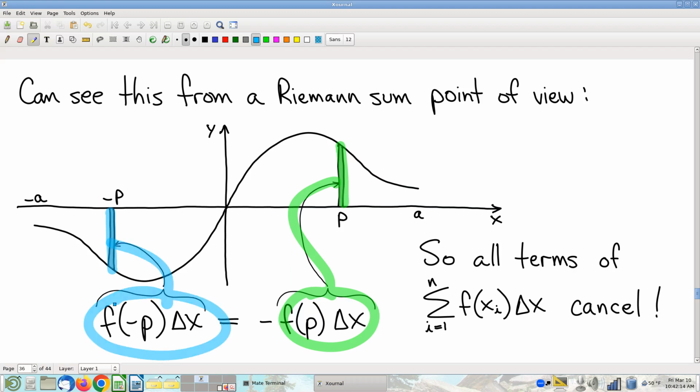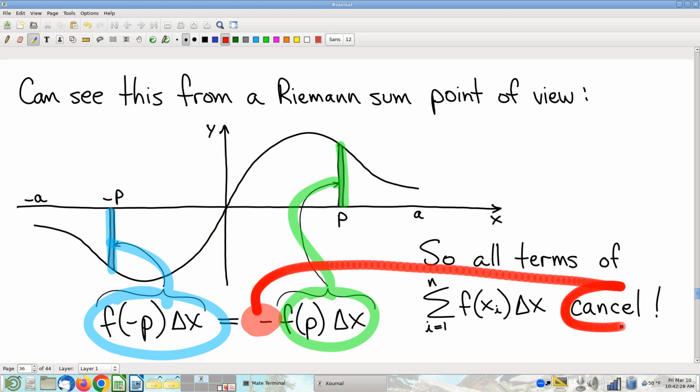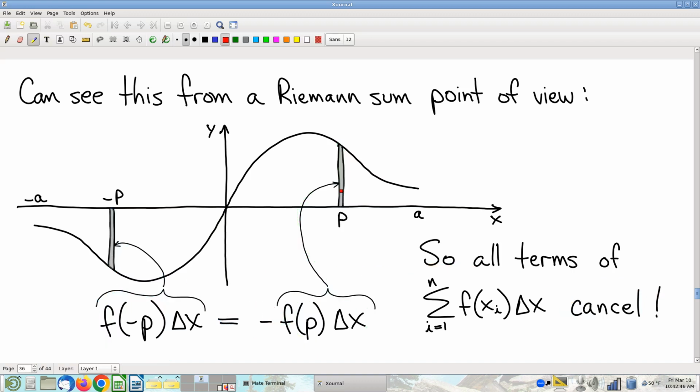And then notice that because of the oddness, these two values of f are negatives of each other. That means that these two terms in the Riemann sum are negatives of each other, and when you have two terms in a summation that are negatives of each other, they cancel. And so everything cancels. Every slice on the right cancels with the corresponding slice on the left. So of course the integral therefore adds up to 0. Okay, so that's one way to think about it.